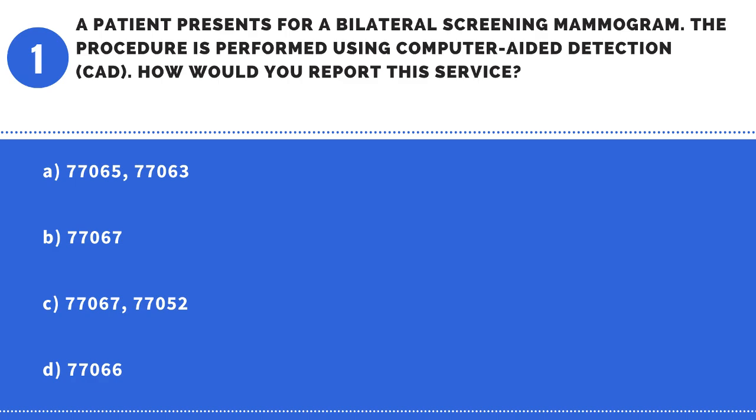Question 1. A patient presents for a bilateral screening mammogram. The procedure is performed using computer-aided detection, CAD. How would you report this service? A. 77065, 77063. B. 77067. C. 77067, 77052. D. 77066.